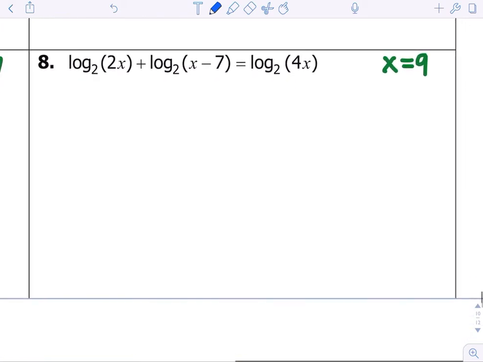Alright, let's check out 8. So we want one log here. There's several logs here, so let's make this into one log by condensing it. So it's positive, which means it's going to be product rule, so log base 2 of 2x times x minus 7 equals log base 2 of 4x.